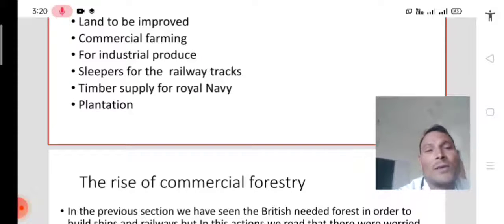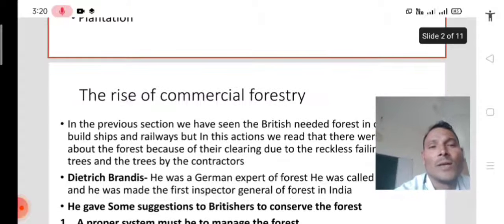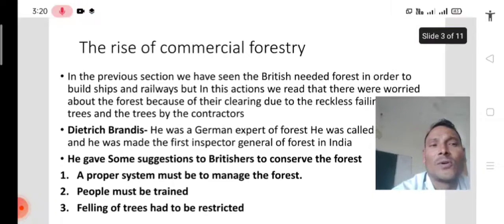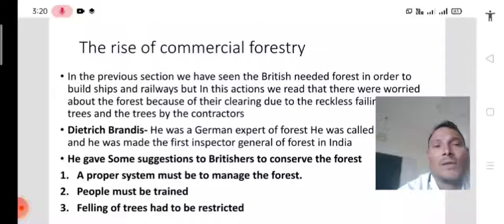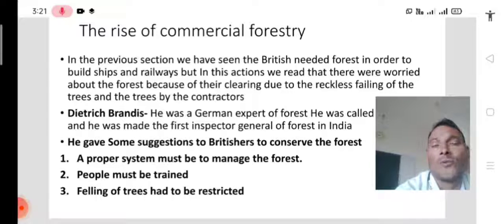Now we will see the rise of commercial forestry. In previous sections, we have seen the British needed forest for the building of ships and railways. But in this section, we read that they were very worried about the forest because of clearing due to the reckless felling of trees, and trees being cut down by the contractors.